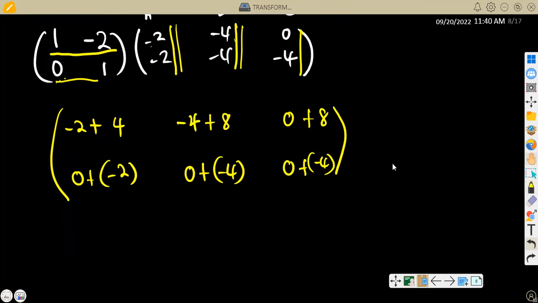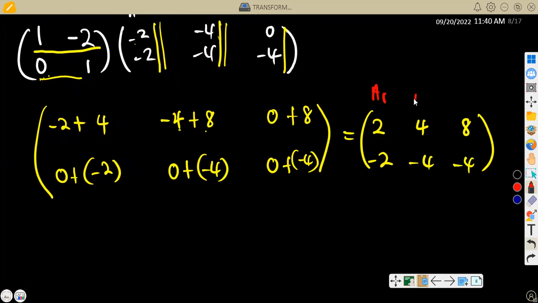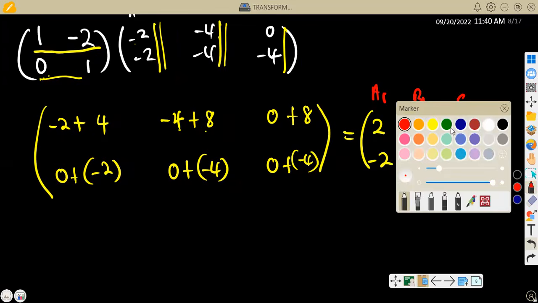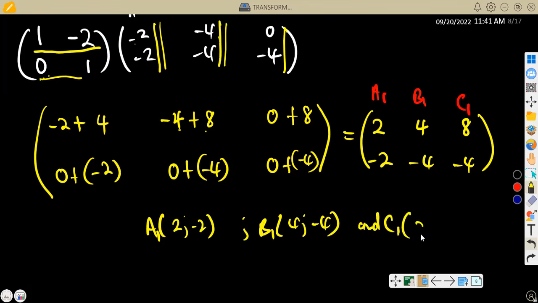All right, now we can combine everything. Let us see what we are going to have. -2 plus 4 is +2. -4 plus 8 gives us +4. 0 plus 8 is 8. 0 plus -2 is -2. 0 plus -4 is -4. 0 plus -4 is -4 again. So these are the coordinates that we are going to name A1, B1, and C1. We take these coordinates: A1 is (2, -2), B1 is (4, -4), and C1 is (8, -4).